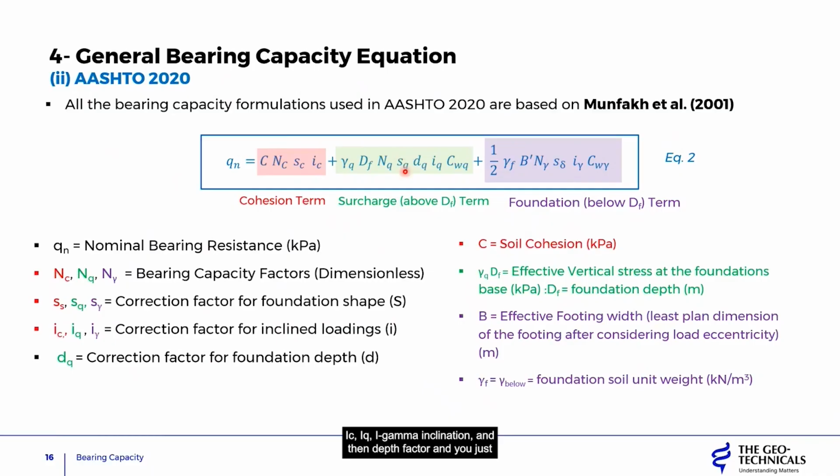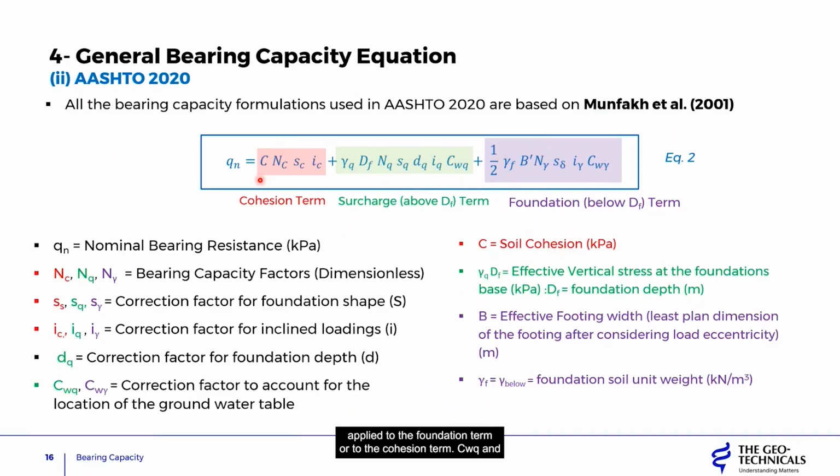And you just notice that depth factor is just applied for the surcharge load. And that's fine. Again, we said the depth factor is extra, so it does increase your bearing capacity. So if you take it from here and from here, it means you are giving a more conservative solution. So ideally, overall, the depth factor in the H2 is not applied to the foundation term or to the cohesion term. And CWQ and CW gamma are correction factors to account for the location of the groundwater table.